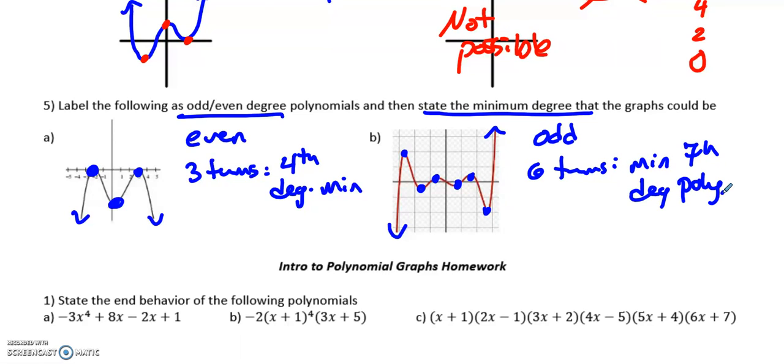So there's just some basic introduction looking at end behavior of polynomials and turns. This gives us a good idea of what a sketch of the graph would look like, but we're going to go through and look at a lot more in terms of specific points to get a more accurate sketch in the future.